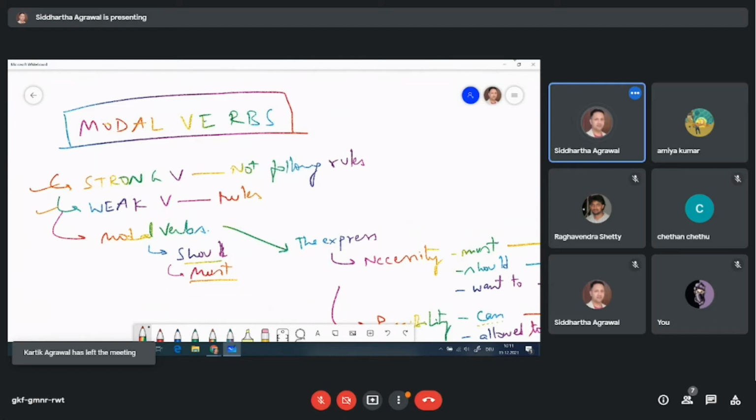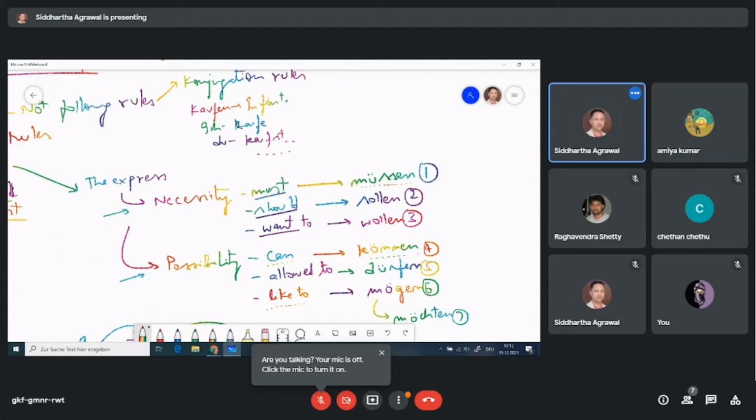For example, in English, we have must: I must do this, I should learn, I want to eat bread. These are all necessities. And the possibilities could be: I can do this, I can swim, I can run. Then I am allowed to smoke a cigarette, or I am not allowed to smoke. This is the possibility. And another possibility is I like to eat pizza, I like to drink beer, right? So these were the necessities and possibilities which we found in English also. So must, should, want to, can, allowed to, like to. These are all the possibilities.